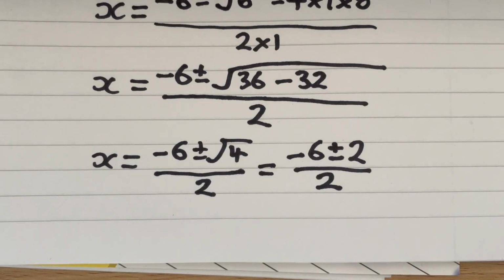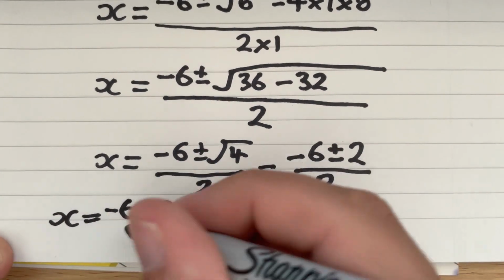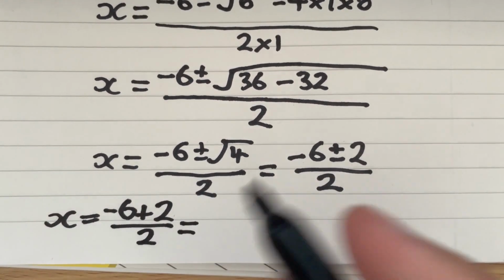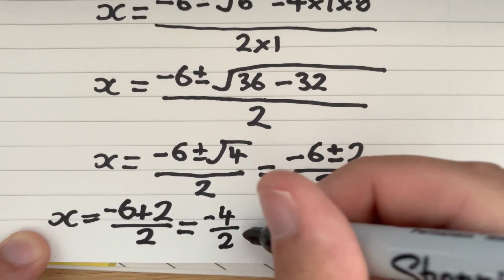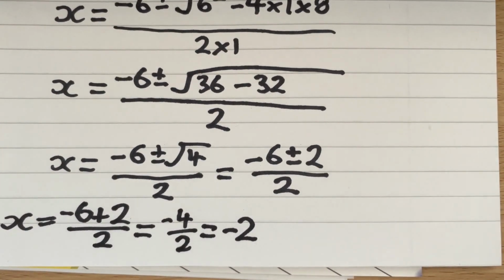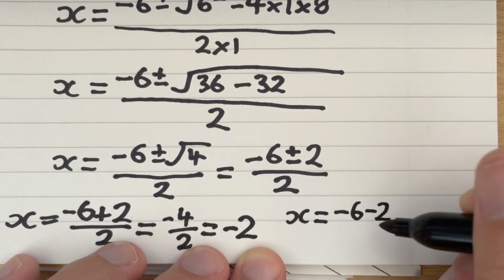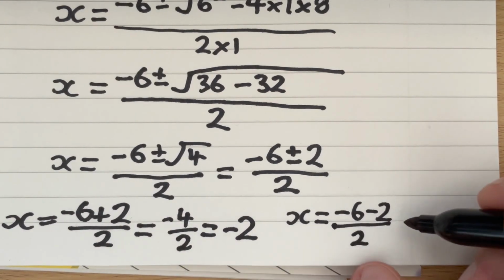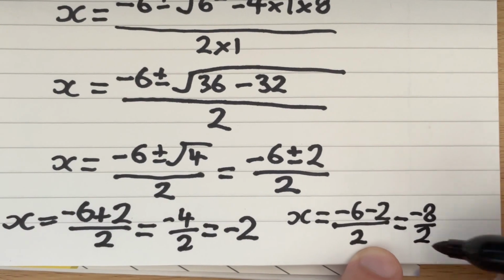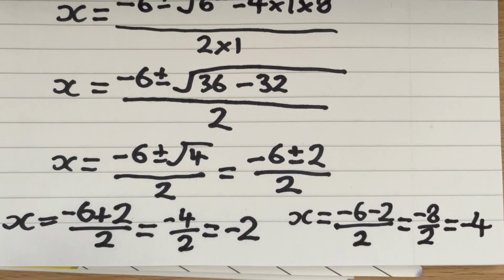So now if we look at our two possible answers for x, if we first of all look at the one where we take this plus, so x will be equal to minus 6 plus 2 over 2, which is equal to minus 4 over 2, which is minus 2. And then we've got our second one where we take this negative. So we've got x is equal to minus 6 minus 2 over 2, which is going to be minus 8 over 2. And that's going to give us an answer of minus 4. Okay, so our two possible answers for x here will be x equals minus 2 and x equals minus 4.